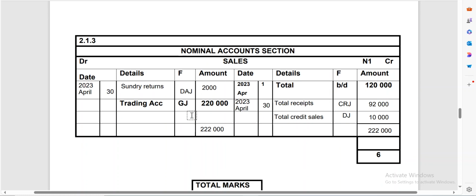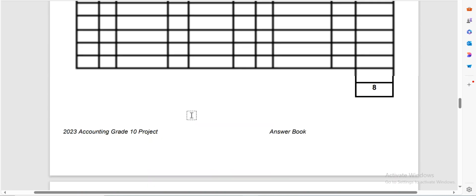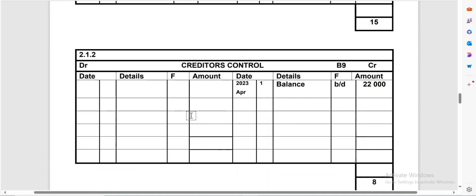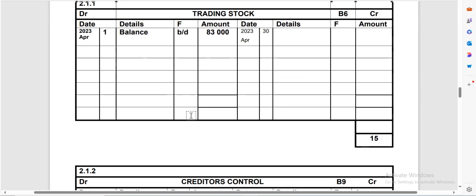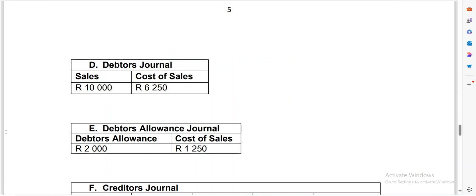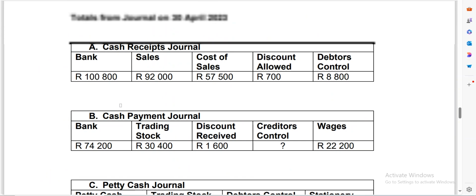So we are done with the first 6 marks. Let's go to the next one. Now the next one here is the trading stock. I think this is the one that also has most of the marks, so you can just make sure that you go there and collect as many marks as possible. So let's start. Let's go to the top of our journals.